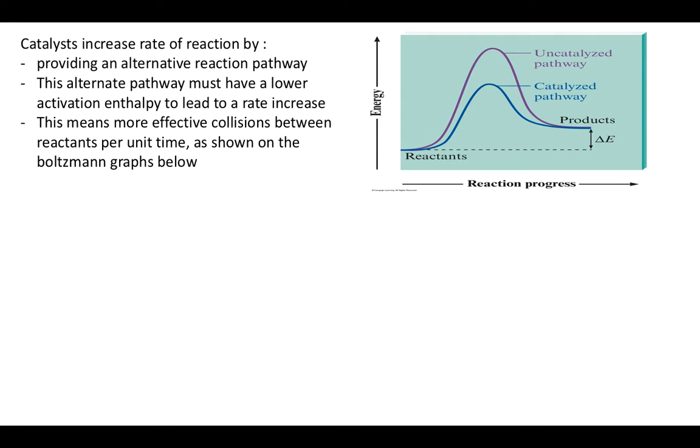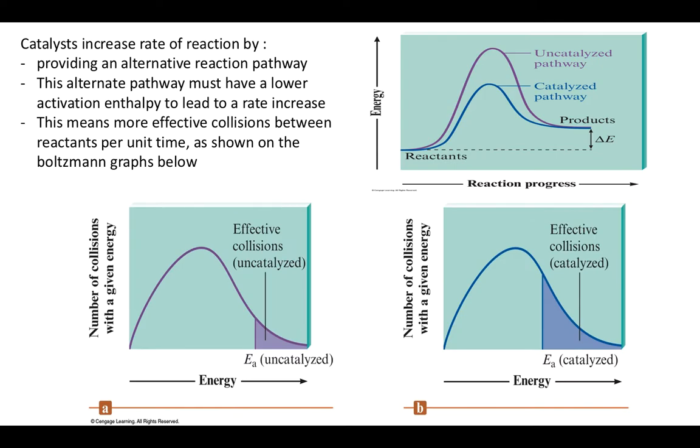Two reaction pathways, one which is uncatalyzed and one which is catalyzed. As you can note, the difference between the two is that the alternate pathway, the catalyzed pathway, must have a lower activation enthalpy to lead to a rate increase. Finally, this means more effective collisions between reactants per unit time, as shown on the Boltzmann graphs below.